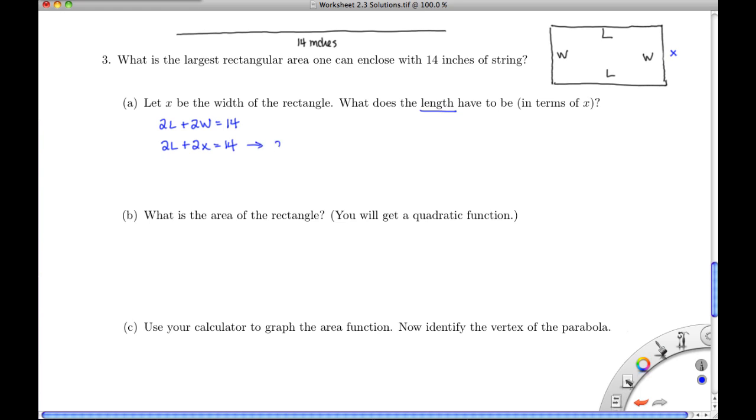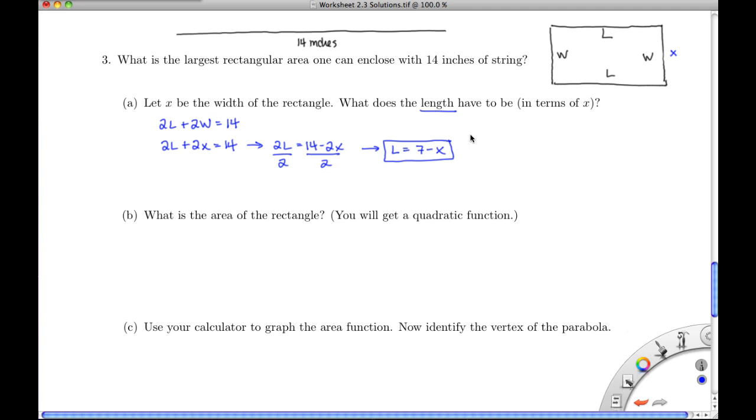I'm going to subtract 2x from both sides, so we get 14 minus 2x. If we divide both sides by 2, we end up with L is equal to 7 minus x. So this is the length in terms of x. Now we've got the width in terms of x, and the length in terms of x.